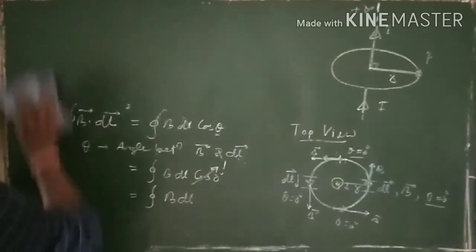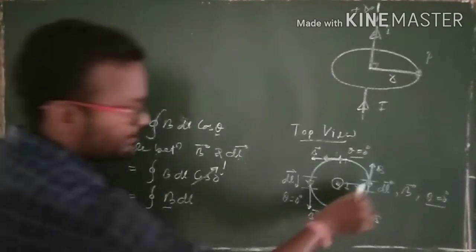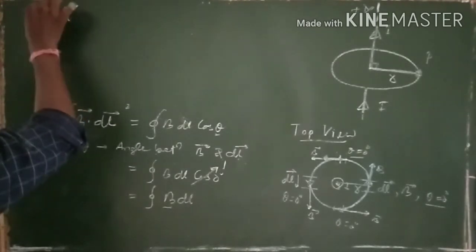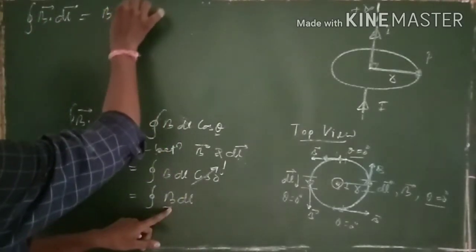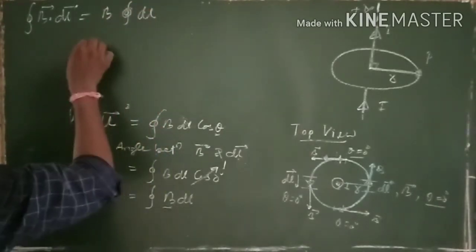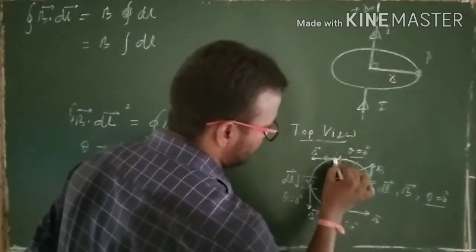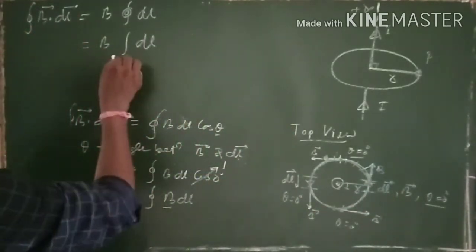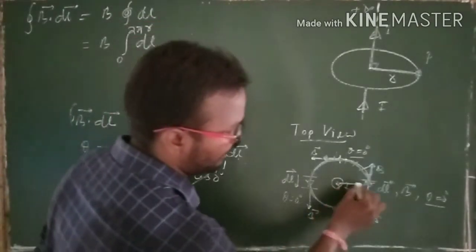Now, because B is a constant quantity, the magnetic field strength is constant at all points, we can write the line integral of B dot dl as B times the integral of dl; being constant, B can be taken out of the integration. The integration of dl is the total length of the circular loop, which is 0 to 2 pi r, because r is the radius of the Amperian loop.